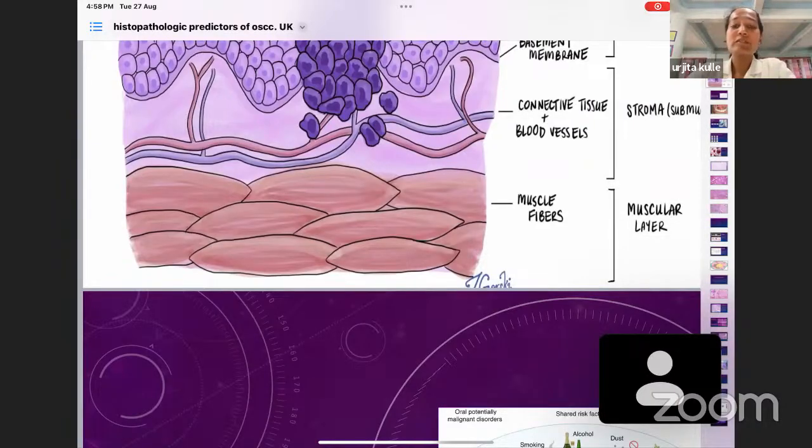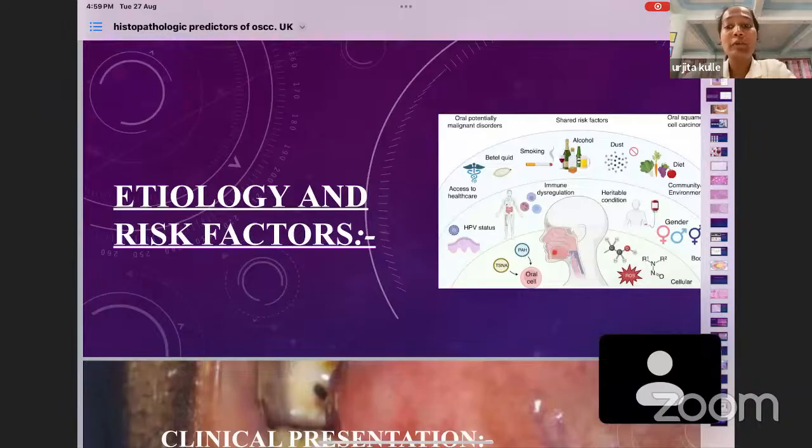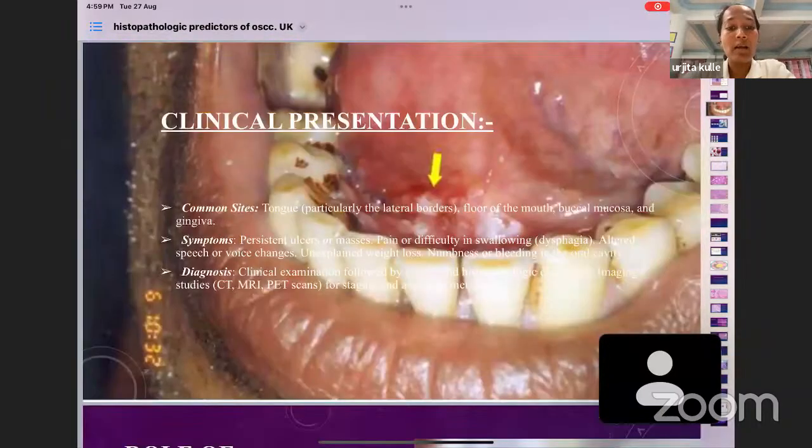It represents a poorer prognosis with 51.2% overall survival rate and 59.2% disease-specific survival rate. It is known to have a multifactorial etiology including smoking, alcohol consumption, genetic predisposition, trauma to the mucosa, diet and dietary deficiencies like vitamin A, C, E, and iron, and maybe HPV 16. The common sites involve the tongue, mainly the lateral borders, floor of the mouth, alveolar mucosa, buccal mucosa, and gingiva.